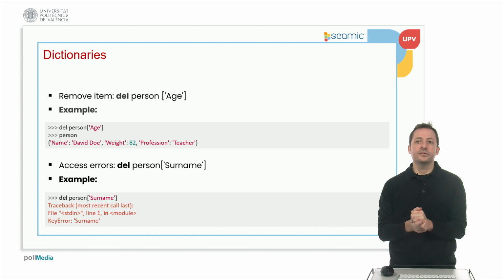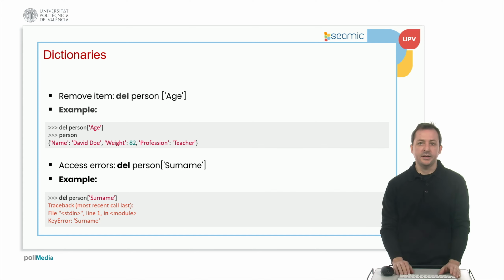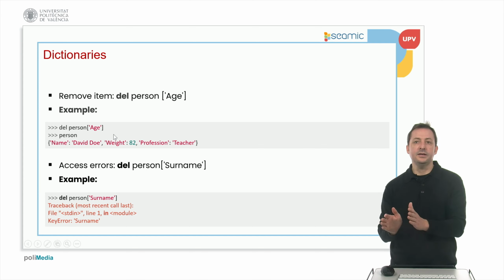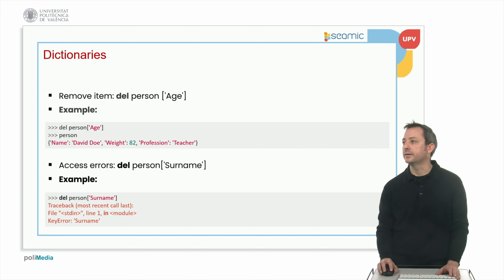Here you have the operator that can be used to remove elements in a dictionary, del. So this deletes the element with key age, and this causes the deletion of the key and also the value of this element. So if we perform this operation, we will delete this element of the dictionary.